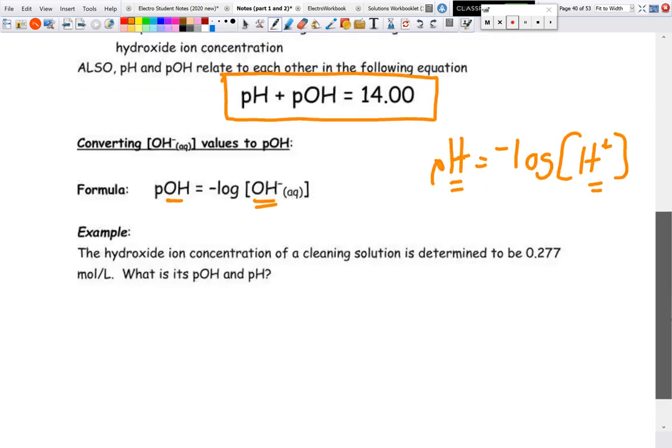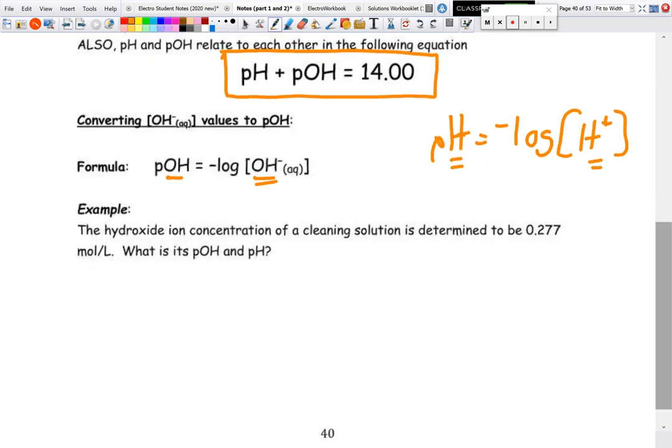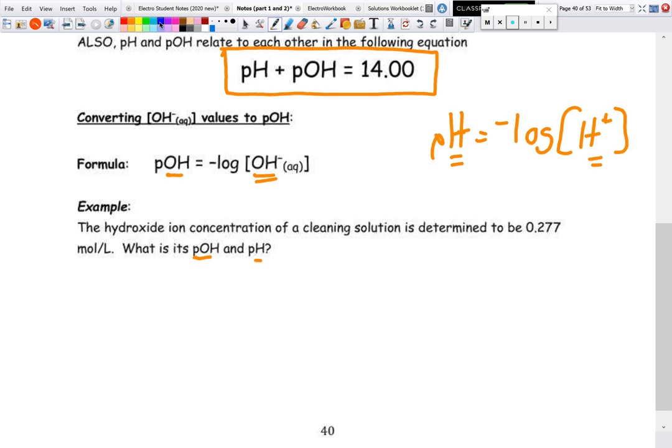So let's look at our first example. We have the hydroxide ion concentration in a cleaning solution is determined to be 0.277 moles per liter. What is its pOH and pH? Now, first thing, just look at this. So this is the hydroxide ion concentration. So this is a concentration. So we have 3 significant digits.